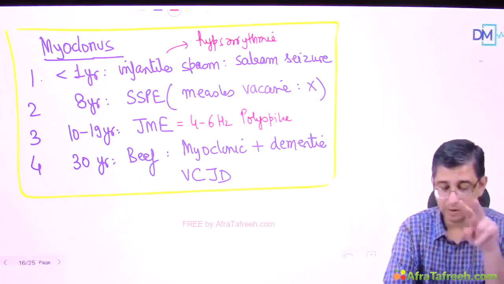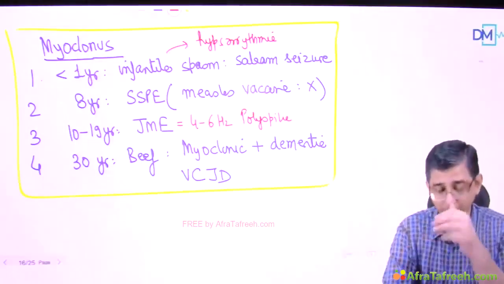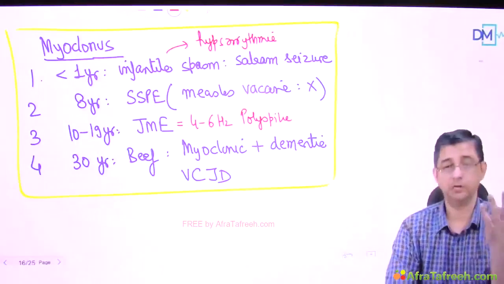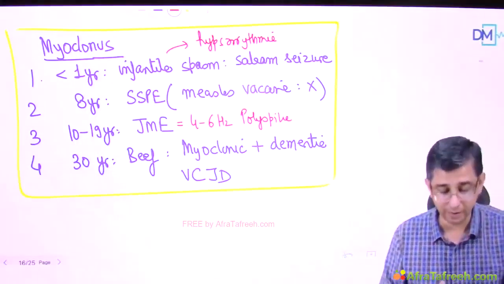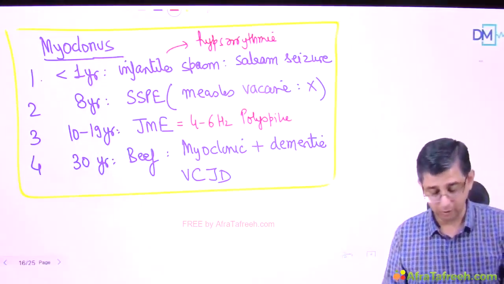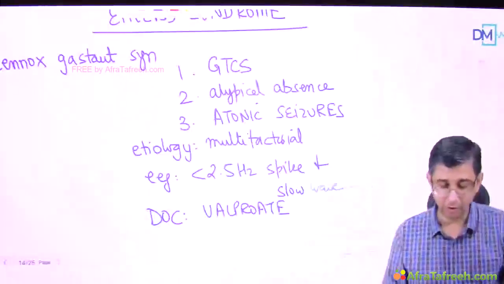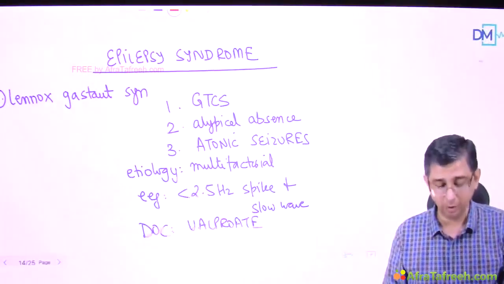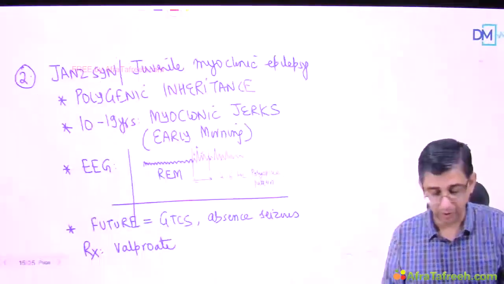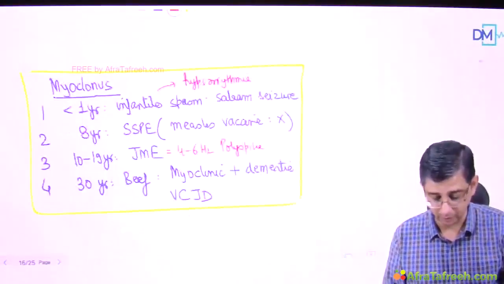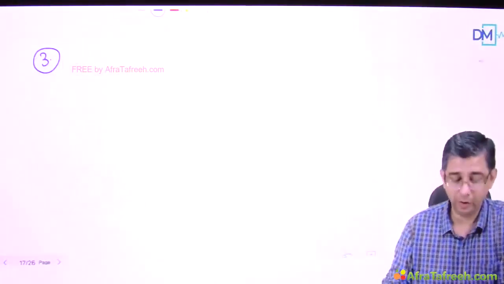So 2 EEGs have been discussed, 2 are still pending, but myoclonus as a word is highly important for questions. That is why I have explained this aspect before you. And I would also like to go back in the slide to remind you that I am teaching you epilepsy syndromes. The 2 that have been discussed are Lennox-Gastaut and Janz syndrome, that is juvenile myoclonic epilepsy. I'll now be explaining the third one to you.